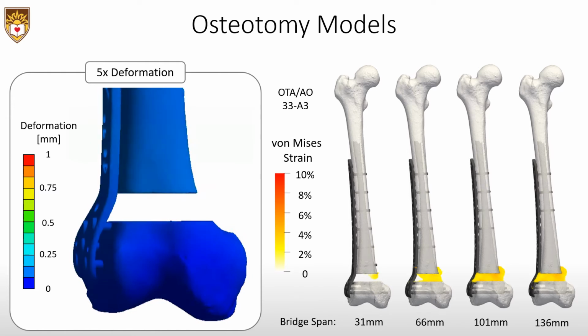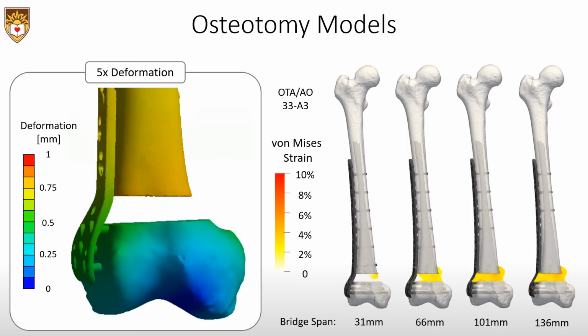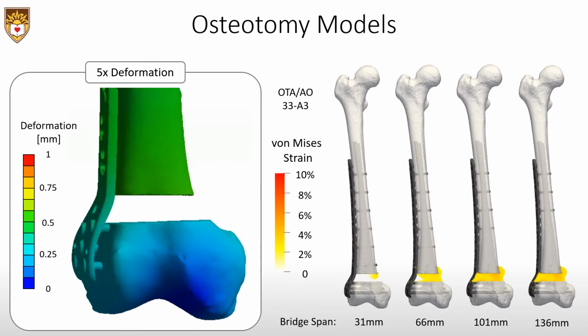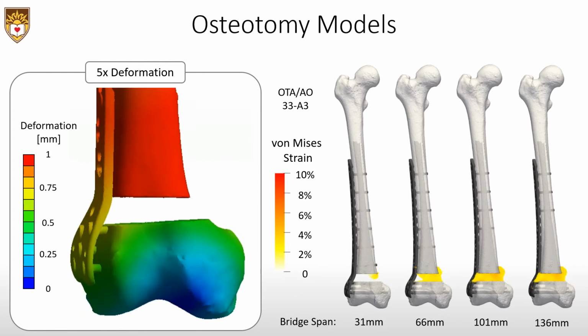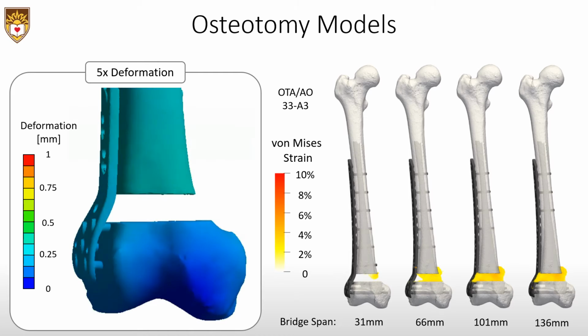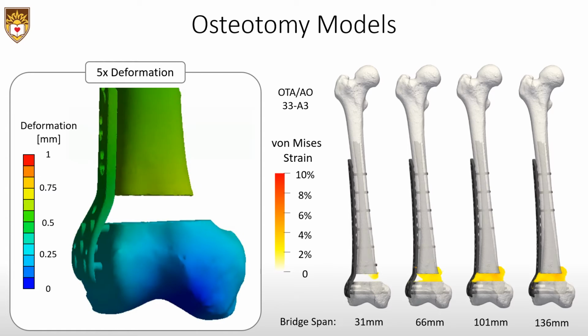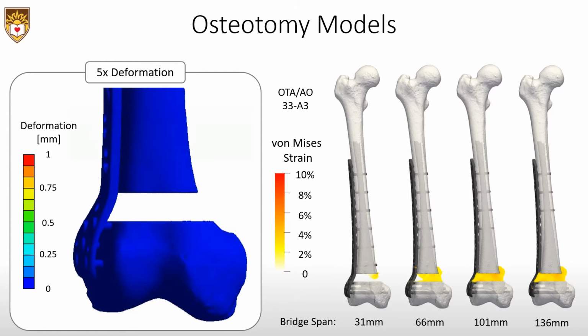In this study, we will be looking at von Mises strain. That takes into account volumetric deformation of compression or dilation and shear deformation or shape change. Many bench tests and finite element models have shown increased motion and strain at longer bridge spans as shown here. But how representative are these models of the types of fracture scenarios that are encountered in the clinical practice?